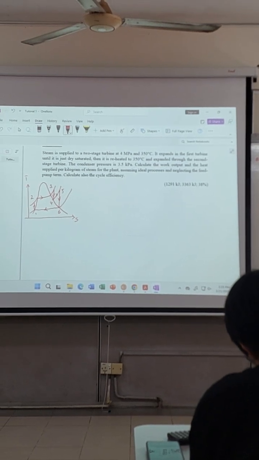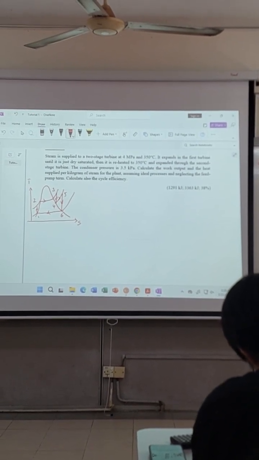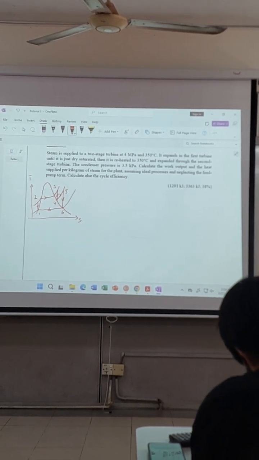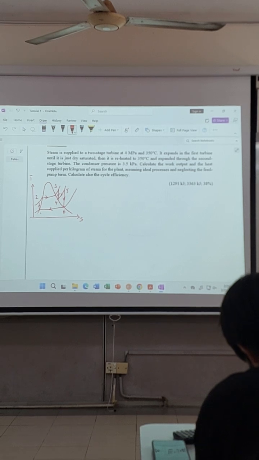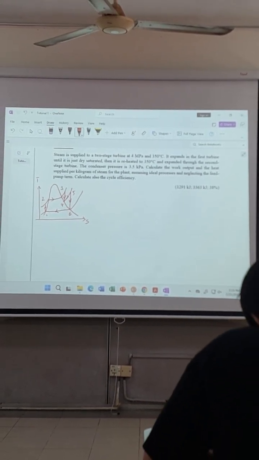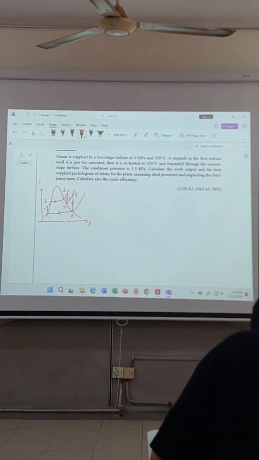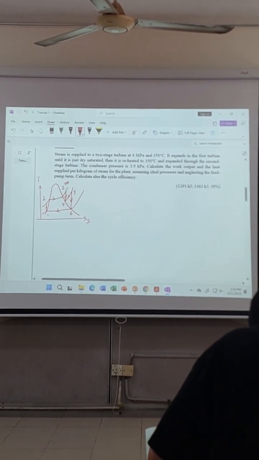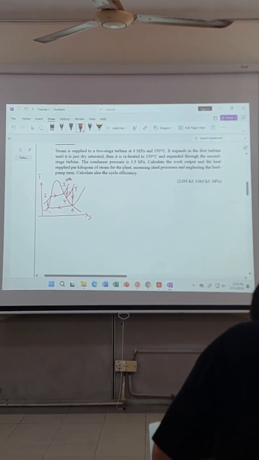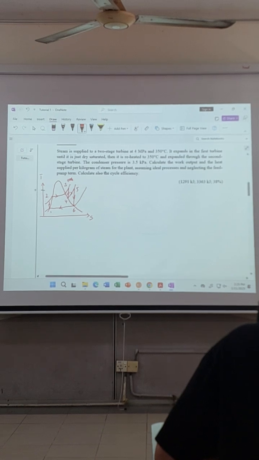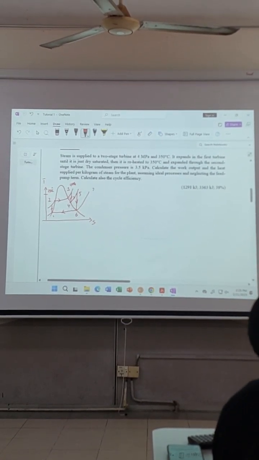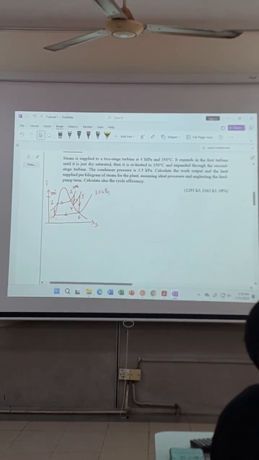Here I'm not writing the whole thing out because I draw very small, so it would be a bit messy if I drew all the lines. But don't forget that when you are doing the reheat cycle, you will have two pressures in and two pressures out. So the first one is 4 megapascal. The other one doesn't say which pressure, but you know that the temperature is 350 degrees Celsius and 3.5 kilopascal.